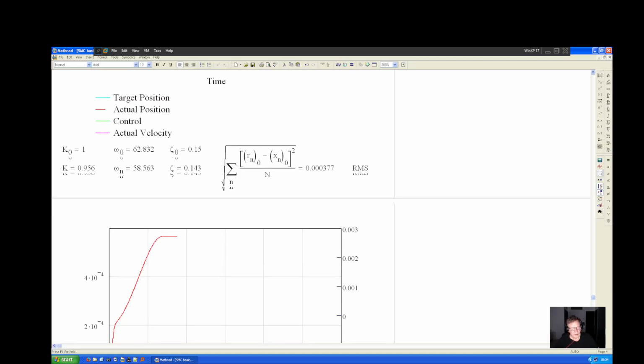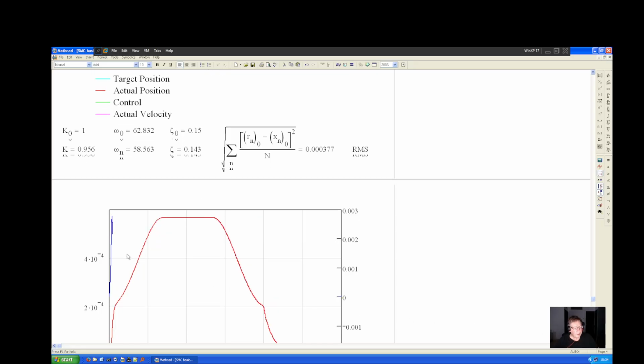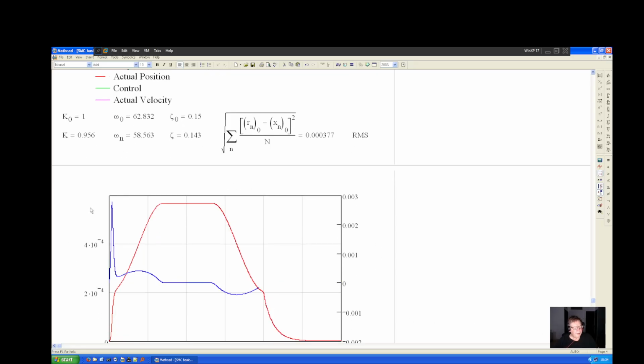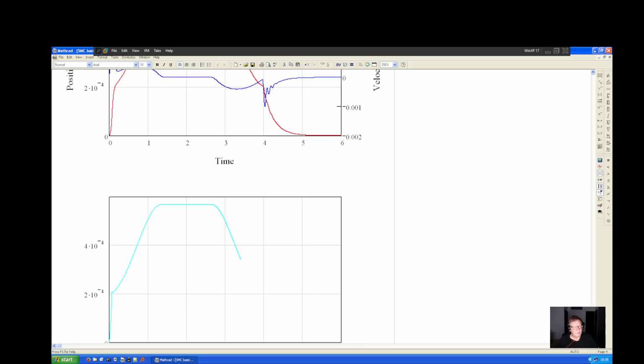And here you can see the error in position, and it's less than 10 to the minus 3, which means it's less than a millimeter. And the velocity error is less than 3 millimeters per second. So you can see that this is, again, very robust.